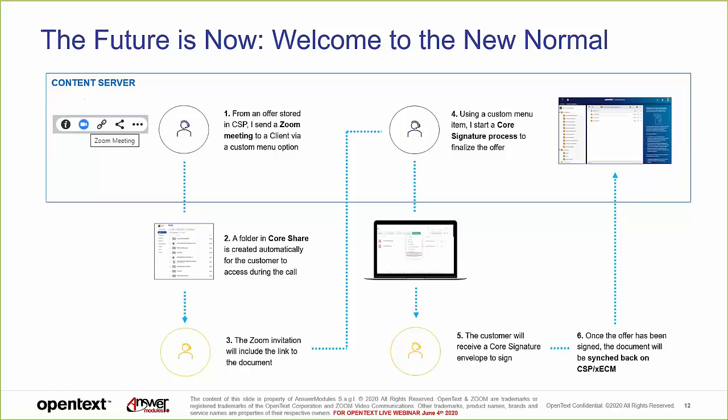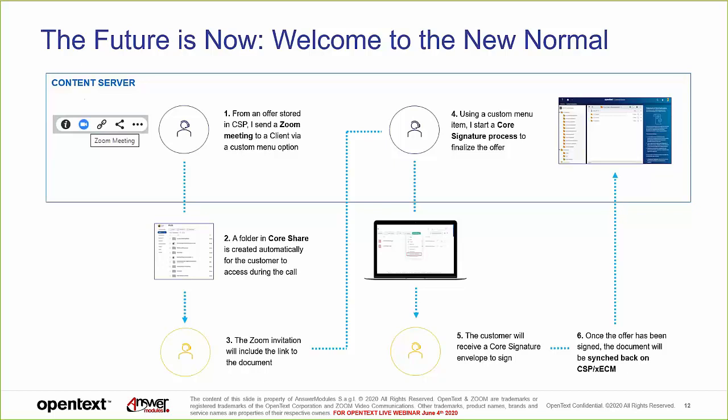So now let's say the meeting has gone well, the call has gone well. I just need to finalize the offer and send it again for signature. In this case, once I have the updated version of the offer on CSP, I can again use another custom menu item to launch a signature process. And in this case, we can leverage Course Signature.